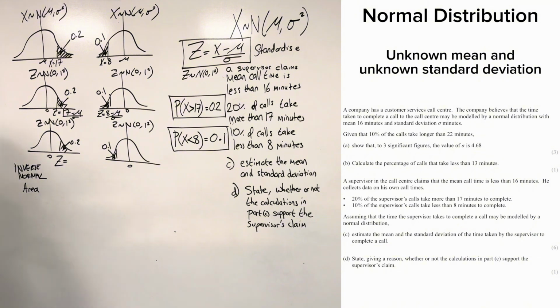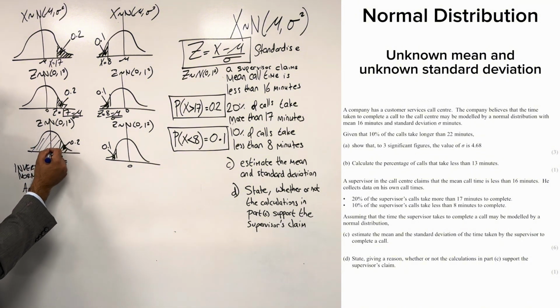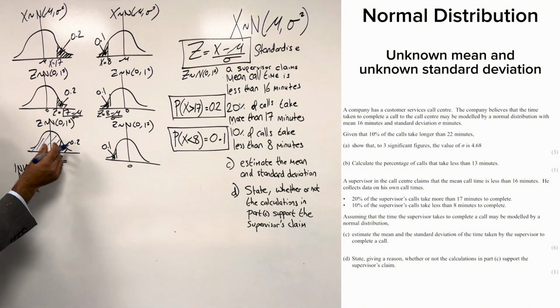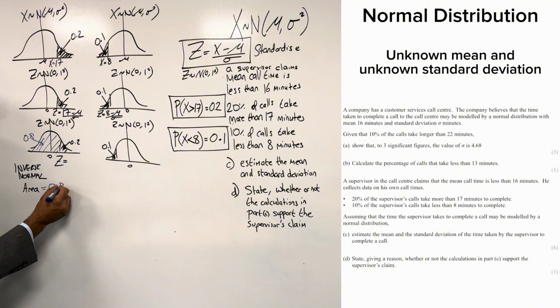So the left-hand side up until that point, I'm just going to shade that in blue. This area is 0.2, and the whole area is represented by 1. 1 minus 0.2 is the area of 0.8. So let's type that in our calculators.